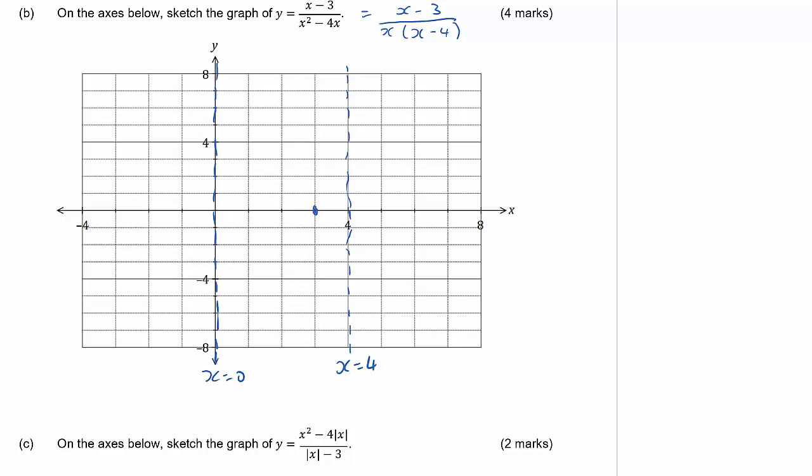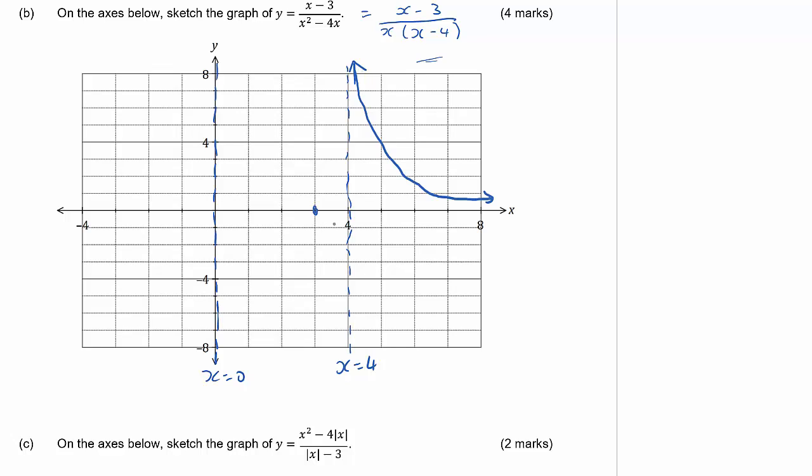So let's think about being in this portion of the graph up here. So everything's going to be positive. x minus 3 will be positive, x will be positive, x minus 4 will be positive. So the whole thing's positive. Close to x equals 4, the bottom's going to be close to 0, so it's going to be up here. But then as x gets bigger, you've got an x squared on the bottom, so it's going to tend to 0, so it's going to go like this.